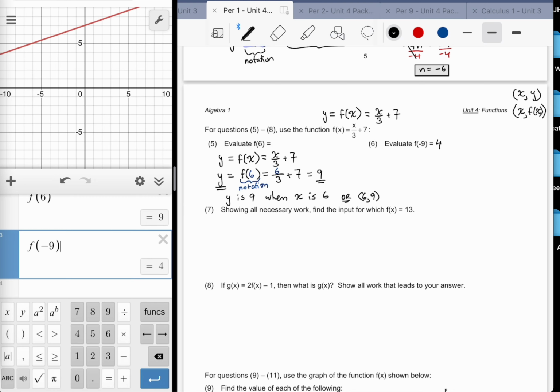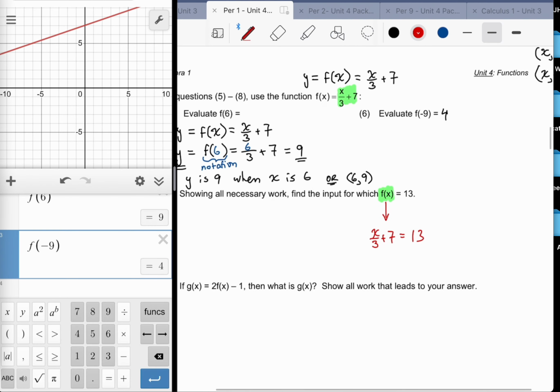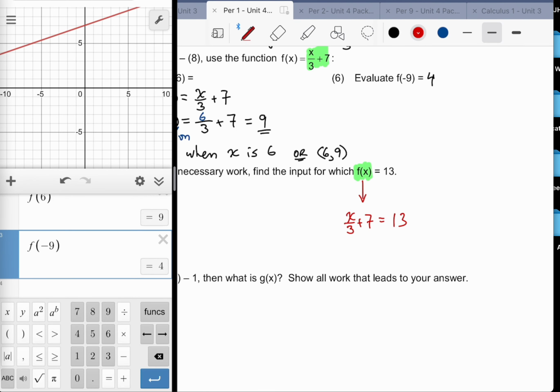Find the input for which f of x is equal to 13. Well, f of x, they told us here, is equal to x over 3 plus 7. So they're saying that has to be equal to 13. The input is the x, the output is the y. Not always the case, but in most functions that we'll be working with it is, though there are instances where that changes, like in the magnetic dart activity.